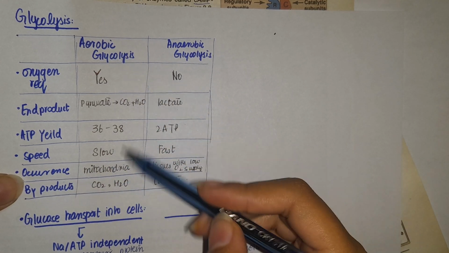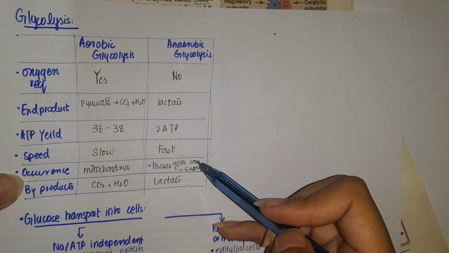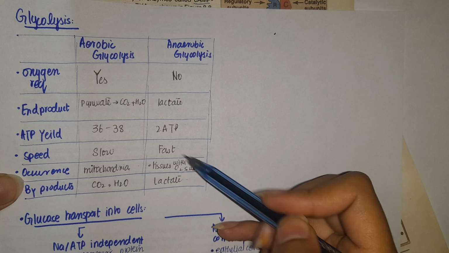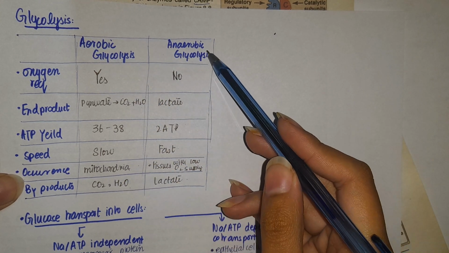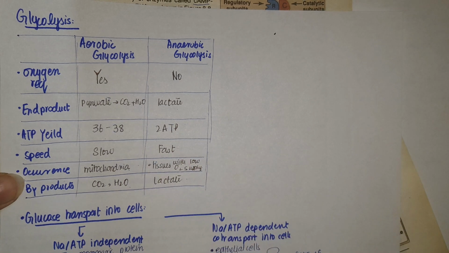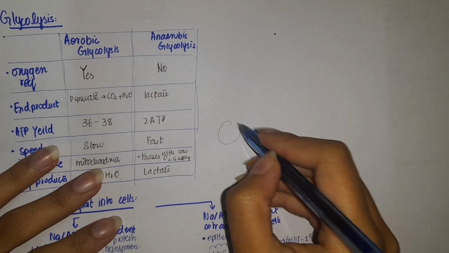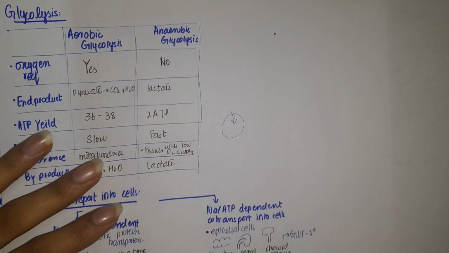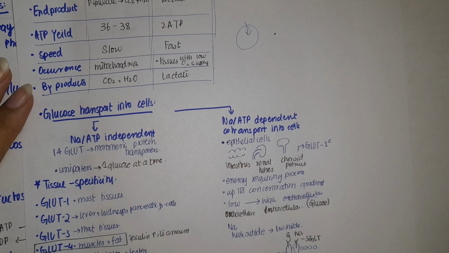Now, occurrence. The aerobic one occurs in mitochondria, whereas anaerobic one occurs in low oxygen supply cells or tissues. Aerobic glycolysis has byproducts carbon dioxide and water, as we know, and anaerobic has lactate. Now, glycolysis is the breakdown of glucose. This breakdown, first of all, requires the glucose to enter into the cell. So, today we will firstly discuss the glucose entry or glucose transport into the cell.